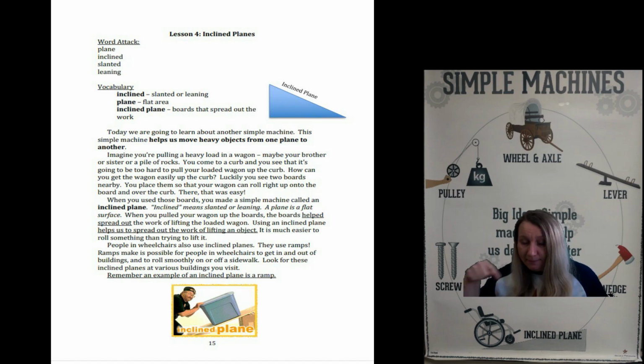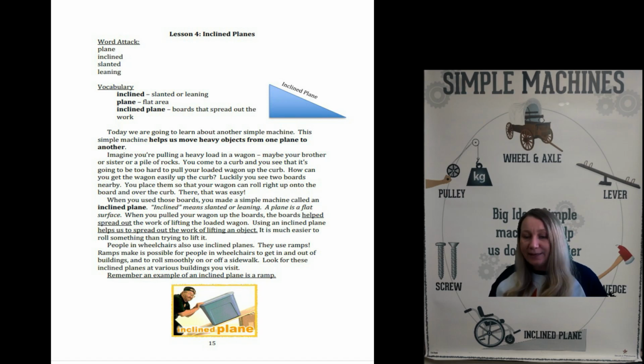So let's go back to our packet. Imagine you're pulling a heavy load in a wagon. Maybe your brother or sister or a pile of rocks is sitting in that wagon. You come to a curb and you see that it's going to be too hard to pull your loaded wagon up the curb. You tug and tug and tug, and it's not going to budge over that curb because it's so heavy. How can you get the wagon easily up the curb? Well, luckily you see two boards nearby. You place them so that your wagon can roll right up onto the board and over the curb.